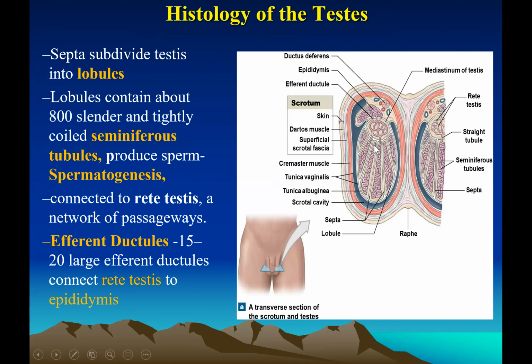So these seminiferous tubules are connected to a structure called the rete testis. See, this structure is called the rete testis. And then through efferent ductules, it will enter the epididymis. There are about 15 to 20 efferent ductules that connect the rete testis to the epididymis. So the sperm is made here, but it's not mature. It will mature in the epididymis.